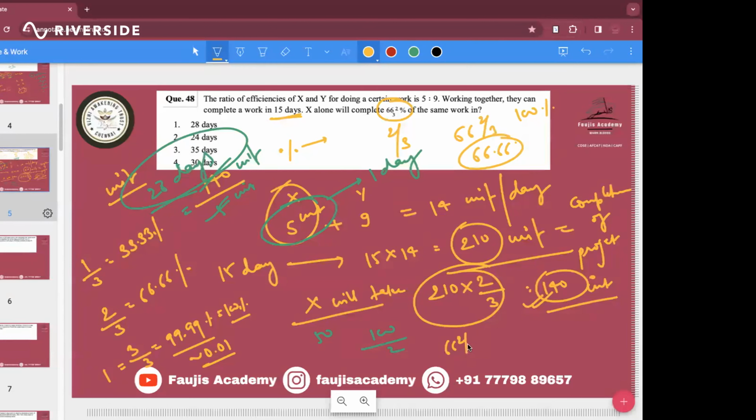66 2 by 3 percentage. Can we write it as 66.66 percentage? Yes, sir. We can write now. Okay. If we have to turn it into a fraction, this is what we have written. 1 by 3 is how much percentage? 33.33 percentage. When you do 1 by 3 into 100, this is 33.33 percentage. Right?